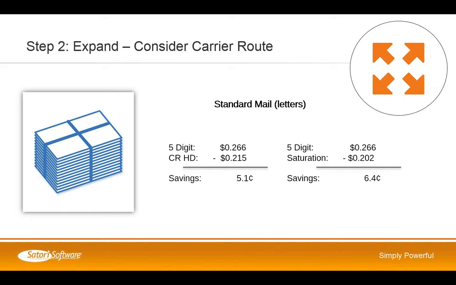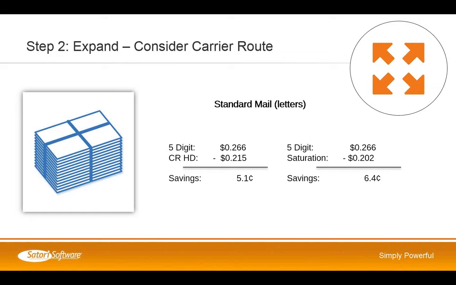But let's talk a little bit about different ways of changing your mail makeup, and also taking advantage of the different types of discounts that are out there. The first one to consider is carrier route. Carrier route mail is an interesting step up from your automation rate, which is your standard pre-sort rate with a barcode, right?